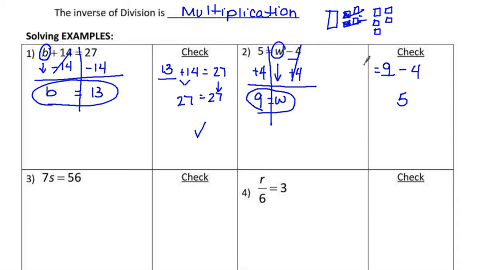So if you want to, you can put the 5 here to keep the problem intact. You solved this, and then the 5 just came down. 5 equals 5? Yes, it does. So you got it right. Let's look at another example.